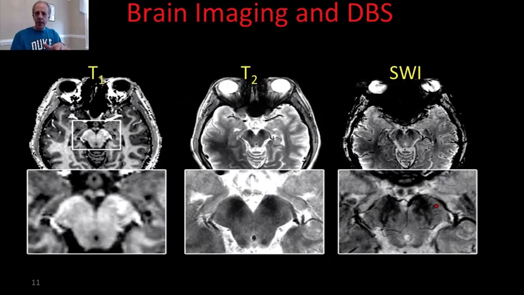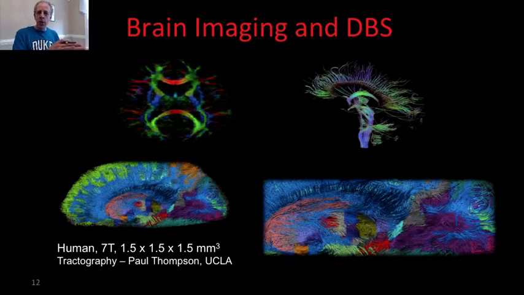So the subject is in the magnetic resonance machine. It's the same hardware, but you change the software a bit, and you can get different things like T1, T2, susceptibility weighted imaging, and of course, diffusion imaging, as we just saw. And you try to combine all of these.